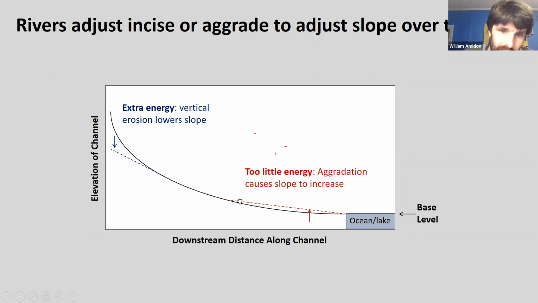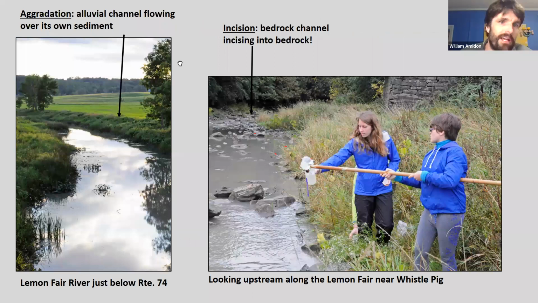So by looking at areas where rivers have cut down or where rivers have aggraded, we can start to learn about what was forcing them over time. And here's two examples. One classic sign of aggradation is what we call an alluvial channel, where rivers run over their own sediment, basically.